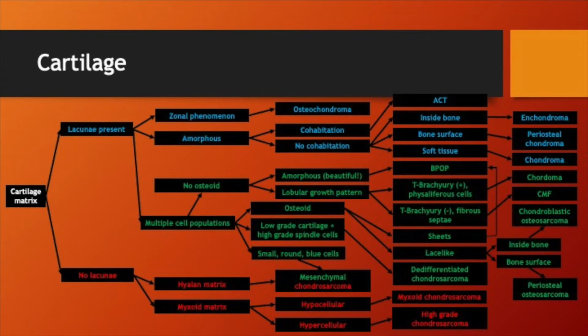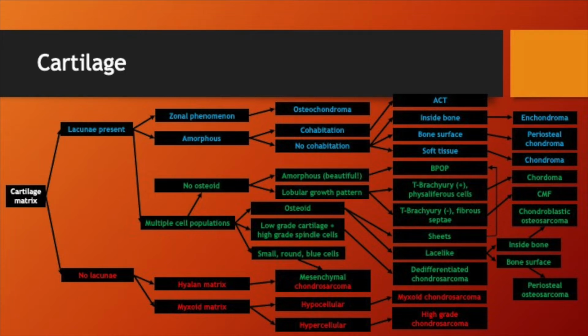When we get to the cartilage algorithm, obviously you need to be able to recognize cartilage matrix. That's not something that I can teach you necessarily. It's something that you just have to look at over and over again to where you recognize right off the bat, this is cartilage. It'll help if you reference my cartilage-based tumor presentation also on YouTube.